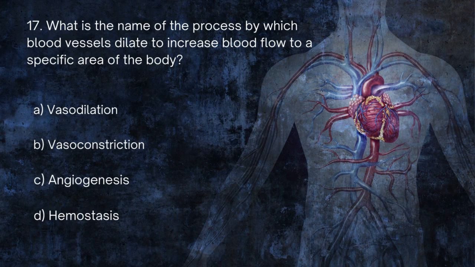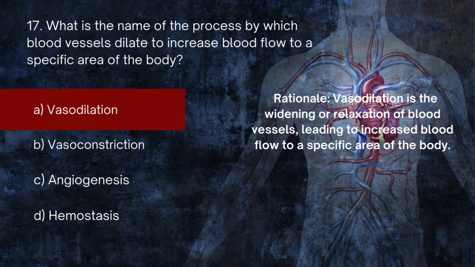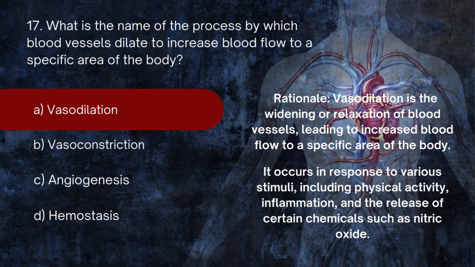Rationale: Vasodilation is the widening or relaxation of blood vessels, leading to increased blood flow to a specific area of the body. It occurs in response to various stimuli, including physical activity, inflammation, and the release of certain chemicals such as nitric oxide.